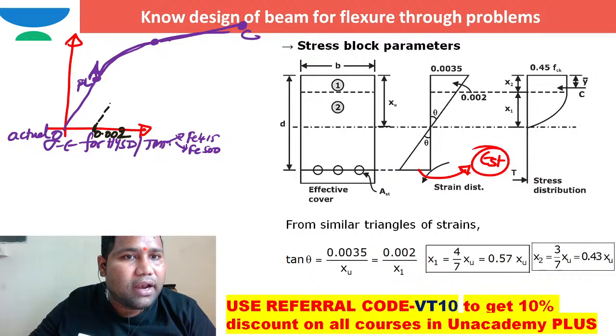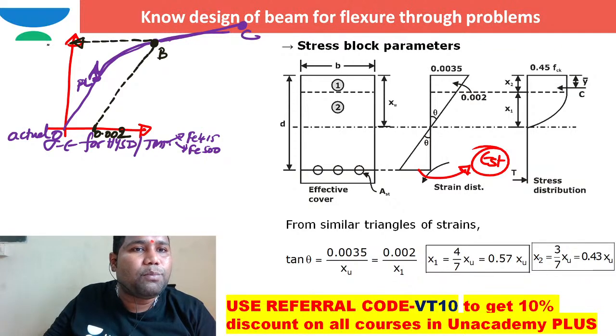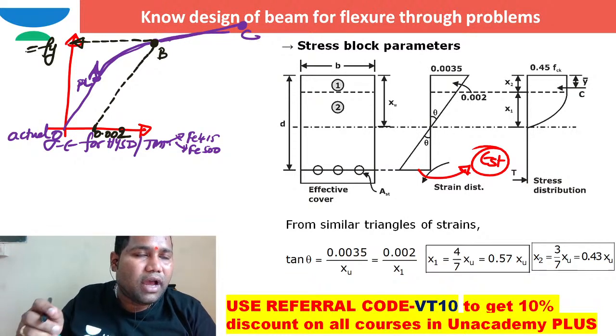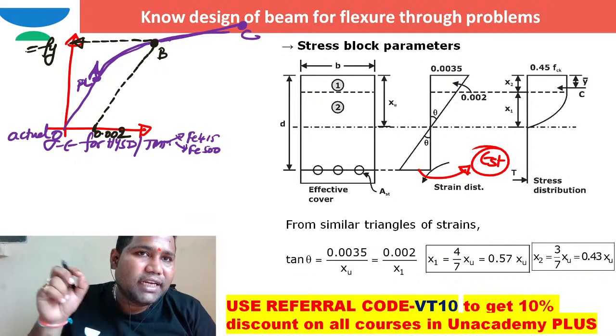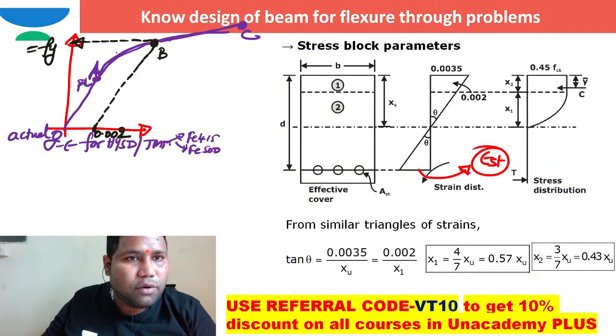That line will cut the actual stress strain curve at this point B. Whatever the stress at that point B, we call that stress the proof stress. At that point the material has started yielding, and from that stress onwards the material will go into the plastic zone. That's what we can understand.